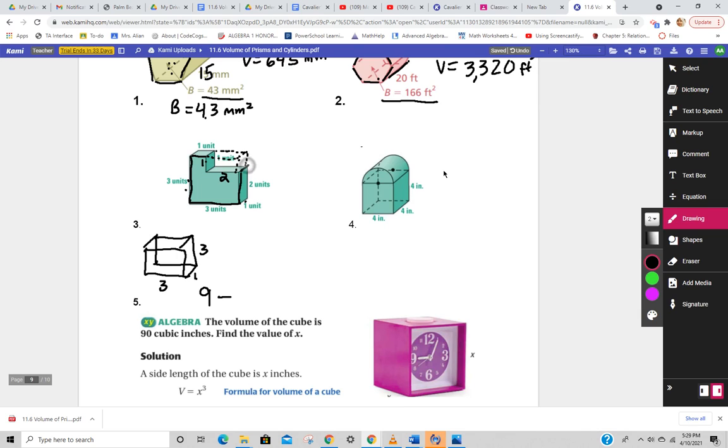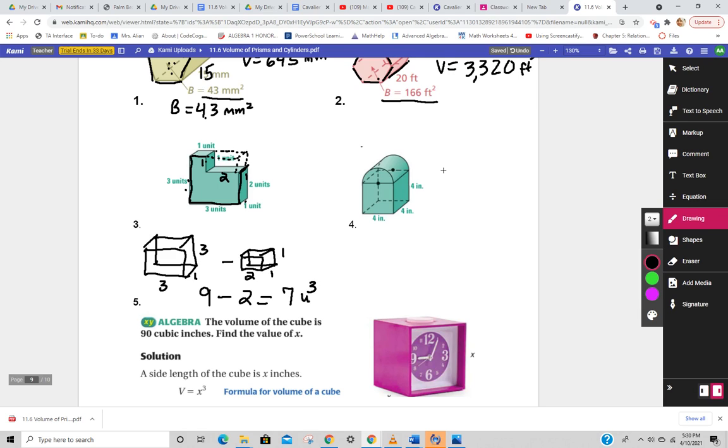And this distance here is also 1. So we have to cut out, minus, this smaller rectangular prism. 2, 1, and 1. So 2 times 1 times 1 is just 2. So 9 minus 2, that's going to be 7 units cubed. So that's how you find the volume of a solid where some part of it is missing. You just subtract out the part that's missing.